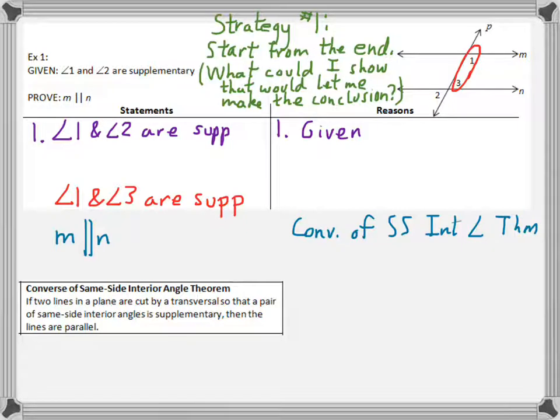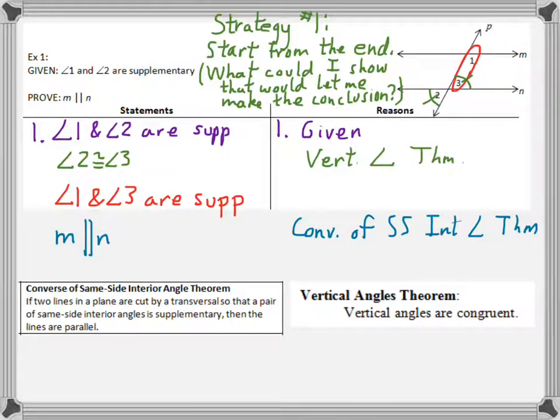How can I show that angle 1 and angle 3 are supplementary? Well, I already know that angle 1 and angle 2 are supplementary. And I know that angle 2 and angle 3 are congruent. If angle 2 and angle 3 are congruent, and 1 and 2 are supplementary, then 1 and 3 need to be supplementary as well, because 2 is the same as 3. Why is it that angle 2 is congruent to angle 3? Well, they're vertical angles. So the reason is the vertical angle theorem, which says that vertical angles are congruent.